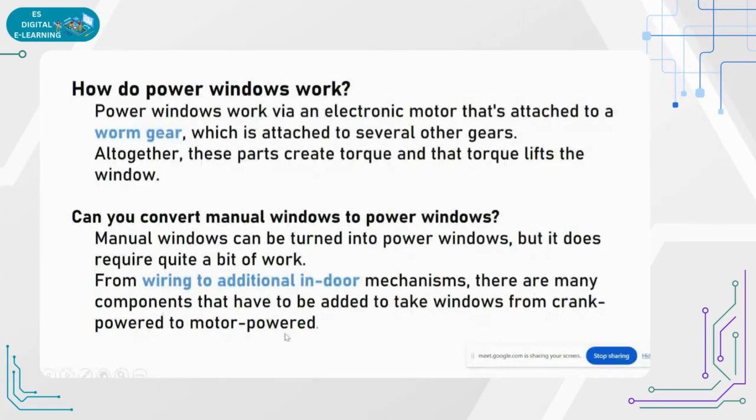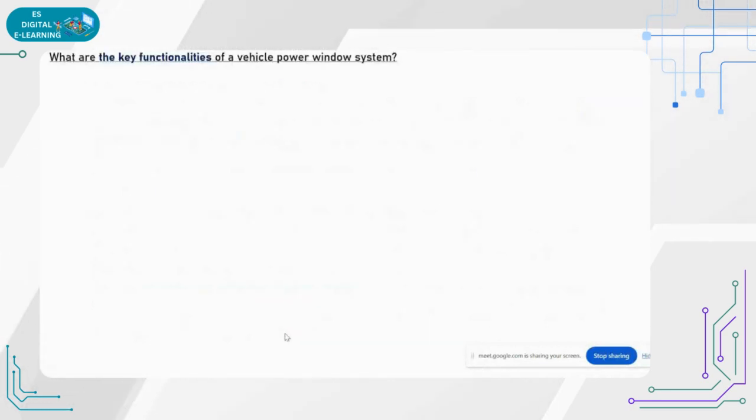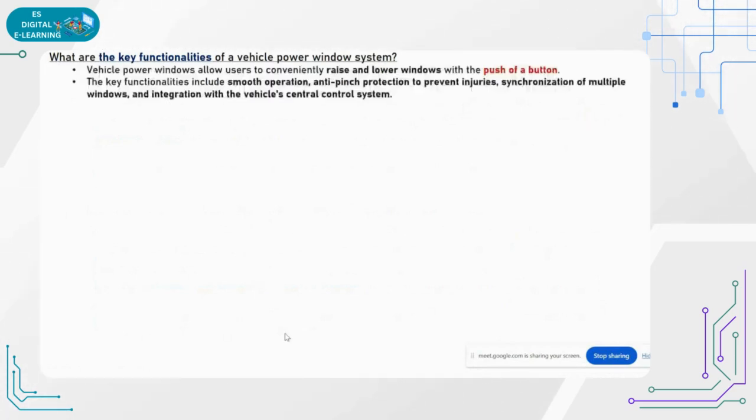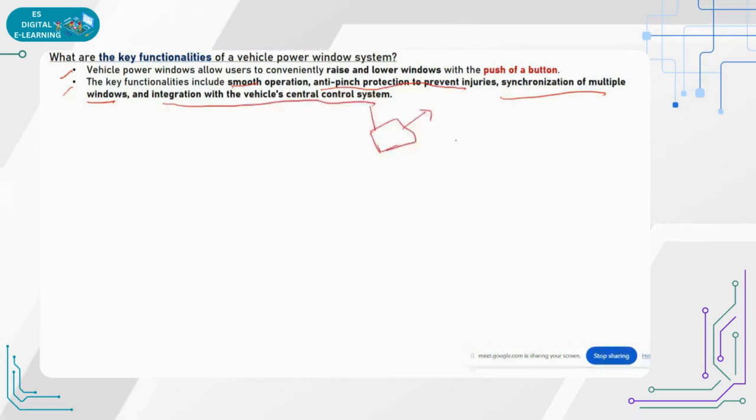Okay. So next, what are the key functionalities of vehicle power windows? Vehicle power windows are used to conveniently raise and lower the window with the help of push buttons. What functionalities does it have? It has smooth operation, next anti-pinch protection to prevent injuries, and synchronizing of multiple windows, meaning whenever the driver presses, all the windows should be closed at a time. And it has integration with the vehicle control system, because this is another controller.